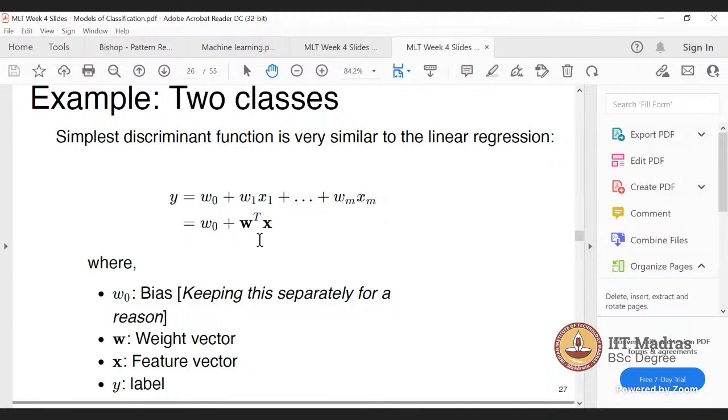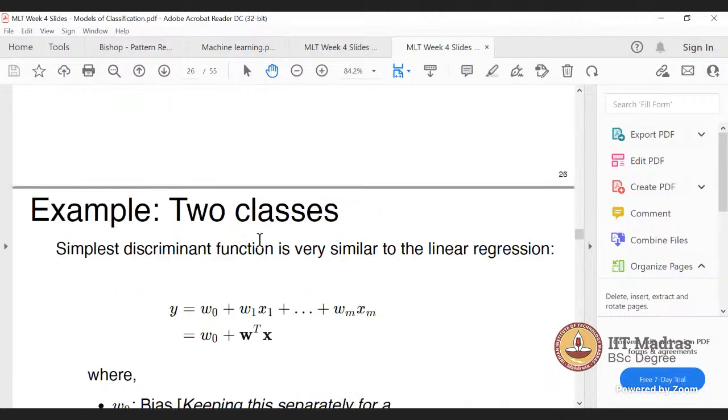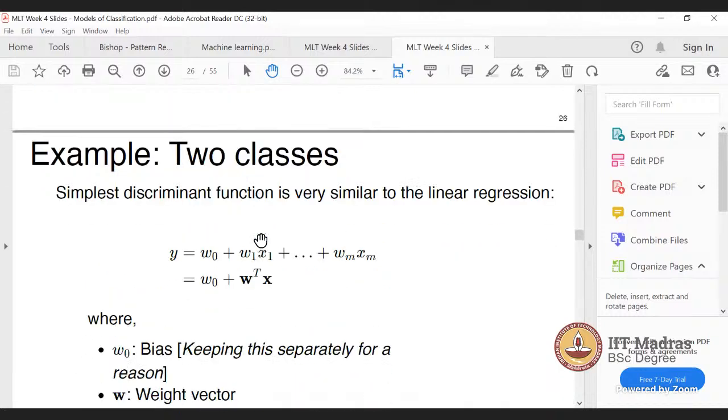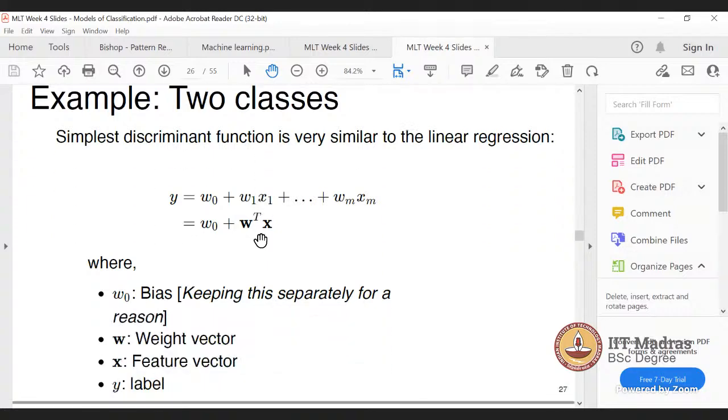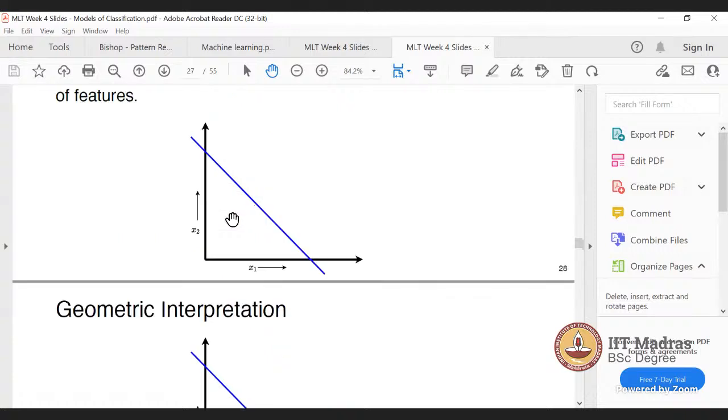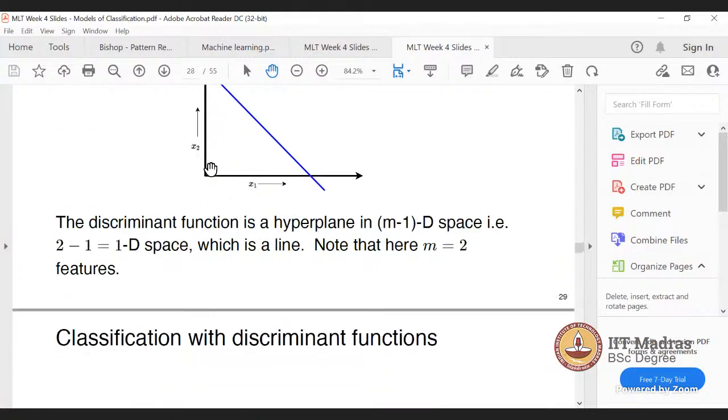And remember that if there are m features and your discriminant function is linear, then the decision surface is going to be a hyperplane in m-1 dimensional space. So remember, here there are two features, so your decision surface is going to be a line, which is one-dimensional. If there is only one feature, then the discriminant function is just a point, and remember, a point has no dimension. So if there are m features, your decision surface is going to be an m-1 dimensional hyperplane. So this is what the data will look like.